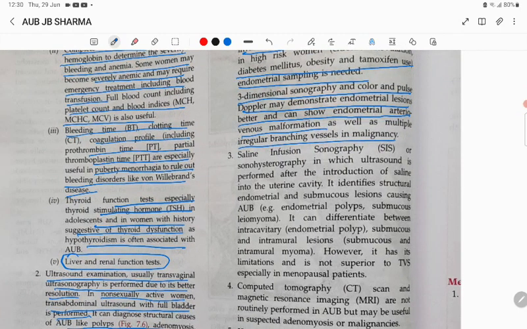Saline infusion sonography, or sonohysterography, is a procedure in which ultrasound is performed after the introduction of saline into the uterine cavity. It identifies structural endometrial and submucosal lesions causing AUB, such as endometrial polyps and submucosal fibroids, and differentiates between intracavitary endometrial polyps and submucosal or intramural lesions.